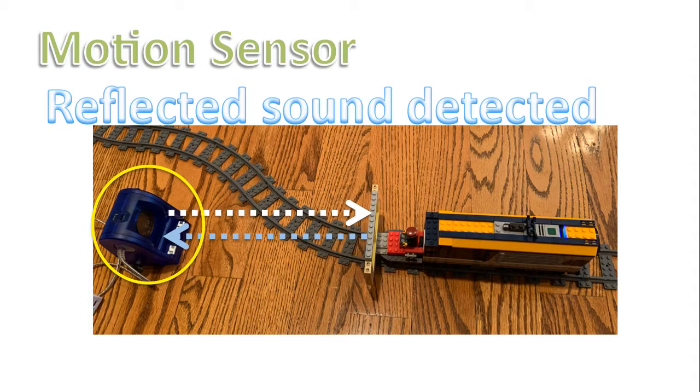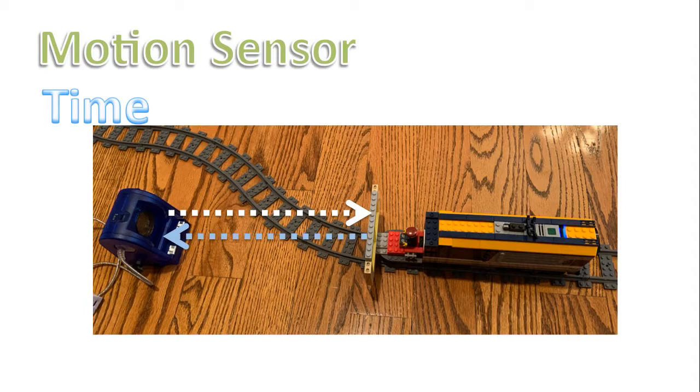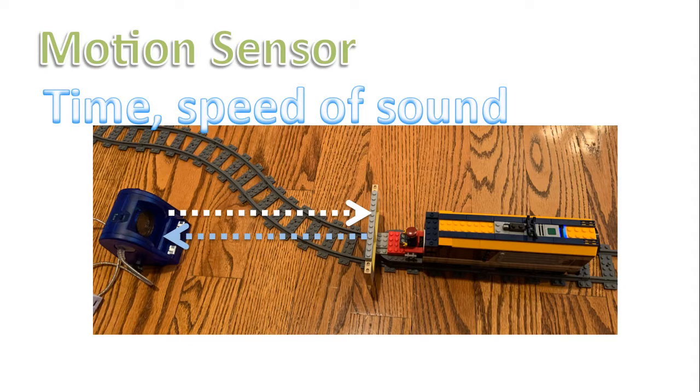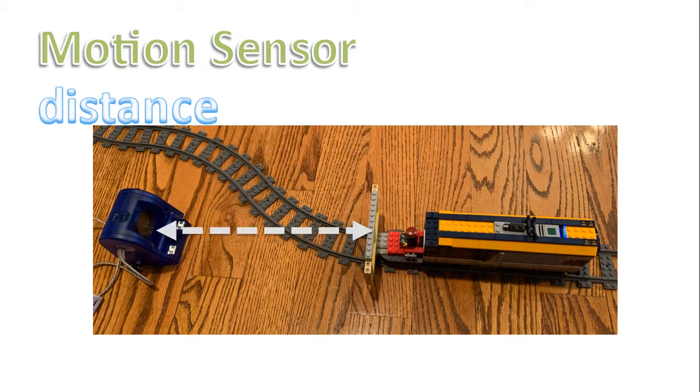Reflected sound is detected by the sensor, so the same sensor that creates the sound can also detect sound. The computer of the sensor can determine the time it takes for the sound to travel from when it left the sensor to when it came back. The computer also knows the speed of sound, so with those two variables, the time it takes for the wave to travel back and forth and the speed of sound, the computer can determine the distance between the front of the train and the sensor.